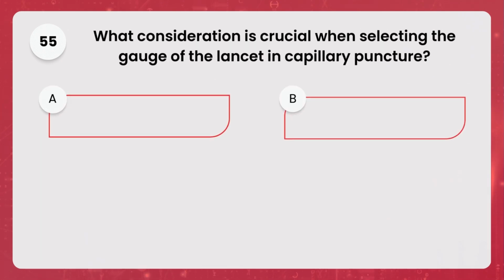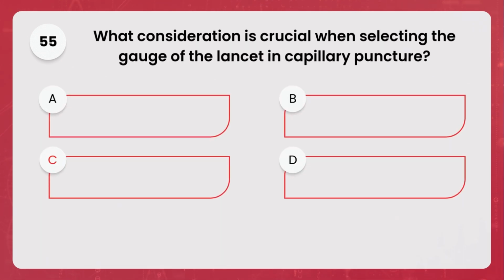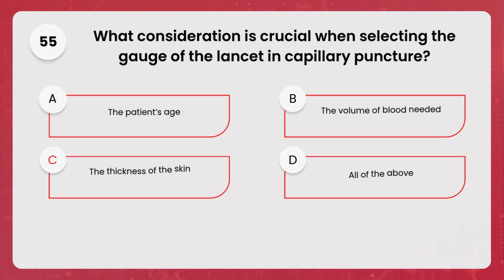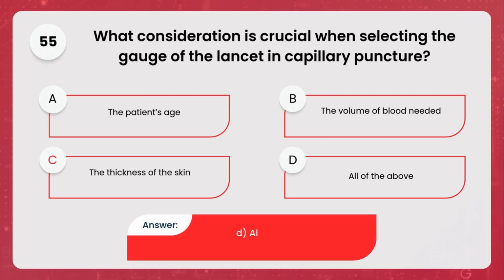Number 55. What consideration is crucial when selecting the gauge of the lancet in capillary puncture? A. The patient's age. B. The volume of blood needed. C. The thickness of the skin. Or D. All of the above. The answer is D. All of the above.